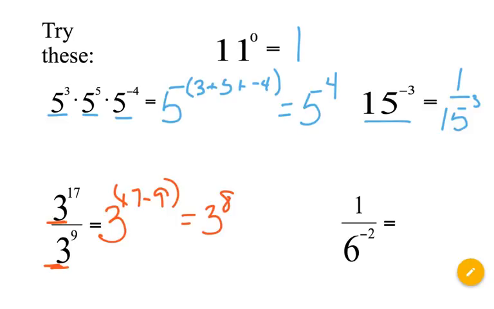And then this one is also a negative. Remember, we're going to do the inverse, so we just flip-flop these, and we get 6 to the 2nd power.